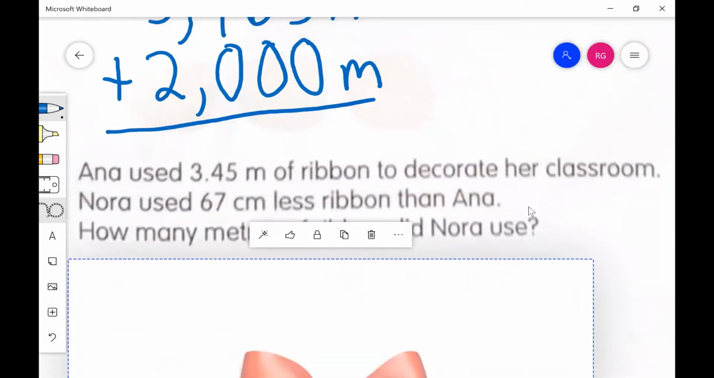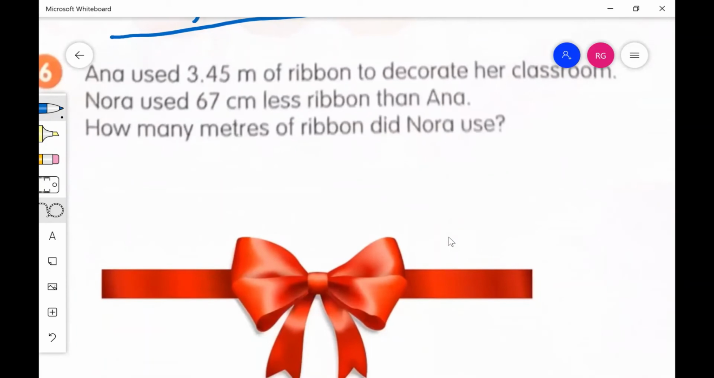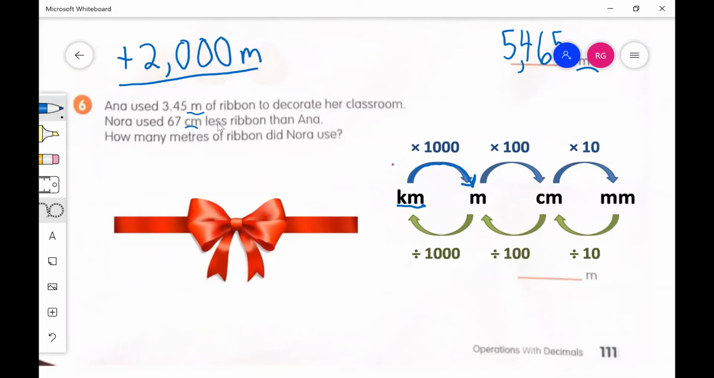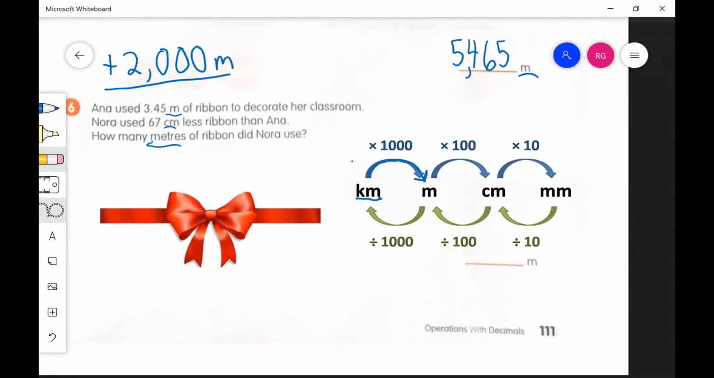Add it together. Well, first, let's look at our units. Let's be careful about what our units are first, right? It asks for meters, so we should do meters. So in this case, we need to take centimeters to meters here. So centimeters to meters. What should I do? 67 centimeters equals 0.57.